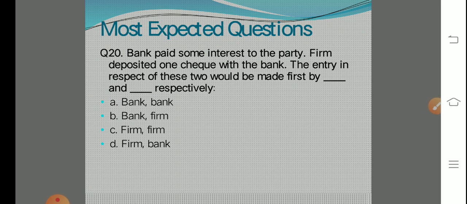Question number 20. Bank paid some interest to the party. Firm deposited one check with the bank. The entry in respect of these two would be made first by dash and dash respectively. So our options are A bank, then bank, bank, then firm, firm, firm, and firm and bank. So let's see what is the correct answer. Correct answer is B, bank and firm. So first entry will be made, will be done by bank and then firm will record.